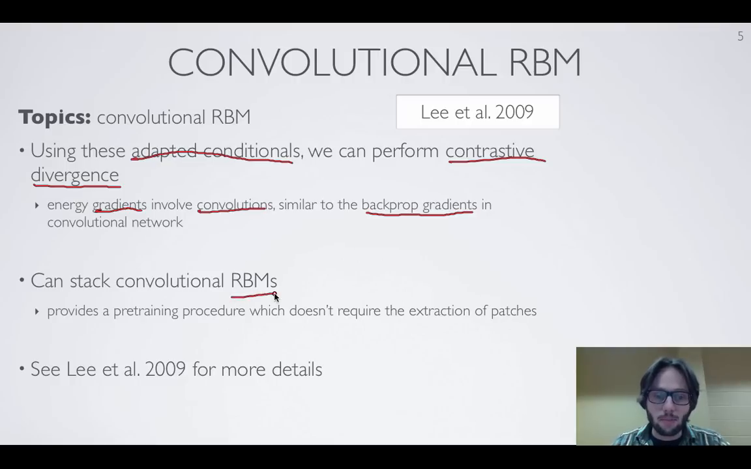We can stack these RBMs one on top of the other. So we would use the pooled units as the values on which to train another convolutional RBM, and then we could get multiple layers of convolutional RBMs like these. And in fact, we can think of this as giving us a pre-training procedure for a convolutional neural network that does not require just extracting patches. It would actually be trained globally on the images.